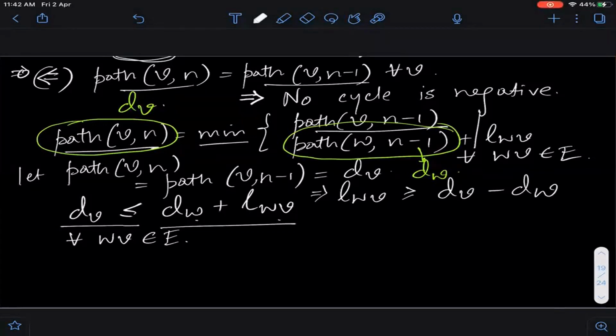So my premise is that my Bellman-Ford का जो last iteration था, that gives me this fact, that path V comma n is equal to path V comma n minus 1. So I introduced a notation for this common quantity, which is dV. And I just derived this inequality from this recurrence, which gives me that the length is at least dV minus dW.